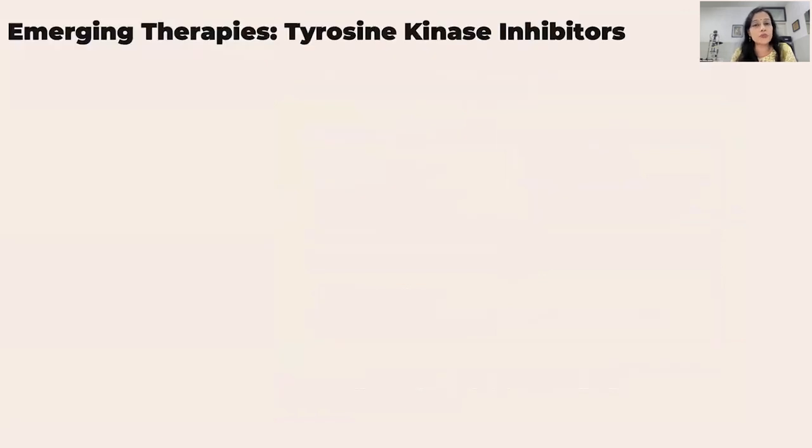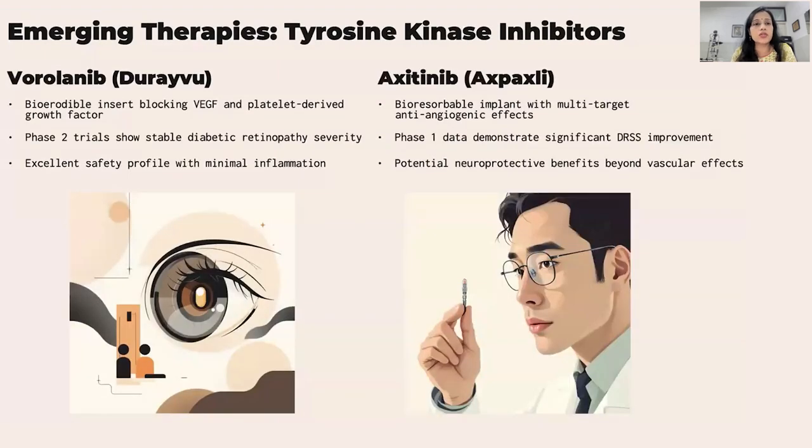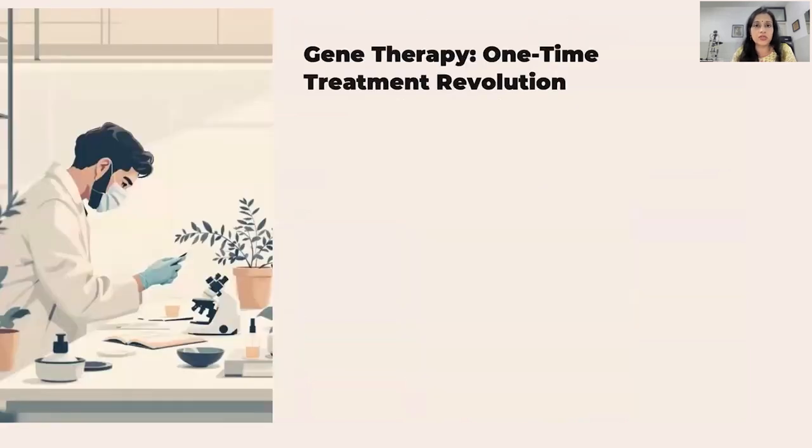And a few other emerging therapies that we have available are TKI or tyrosine kinase inhibitors. There are two drugs undergoing trials, phase 2 and phase 1, and both of them seem to show a good safety profile with minimal inflammation, but we are still awaiting long-term results.